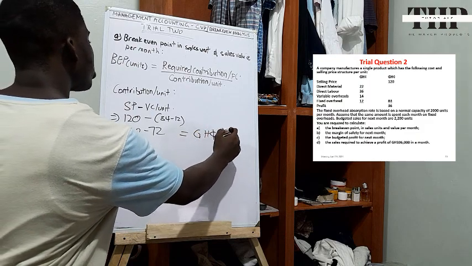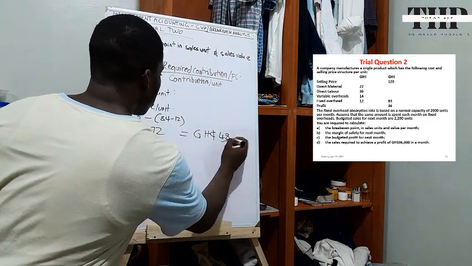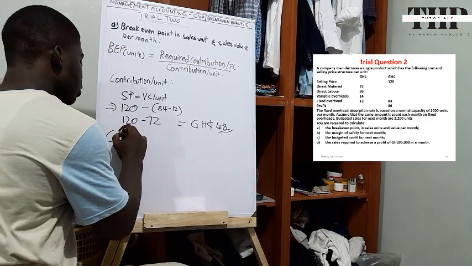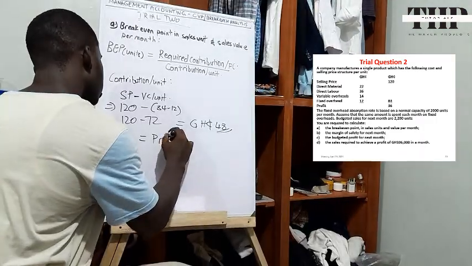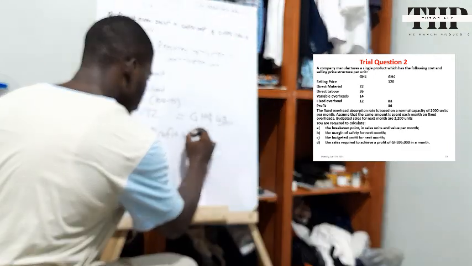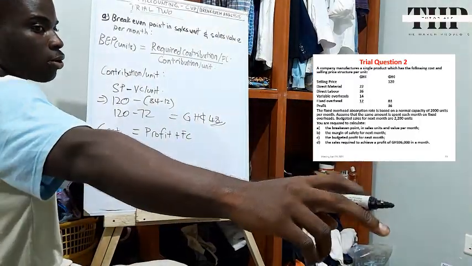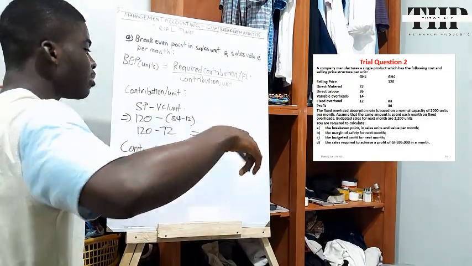But there's also another way to do it that will prevent all this stress. Remember, I said that contribution is equal to profit plus fixed cost. So you can just look at the profit at the bottom, which is 36, and add the fixed overhead of 12 to get the same 48.